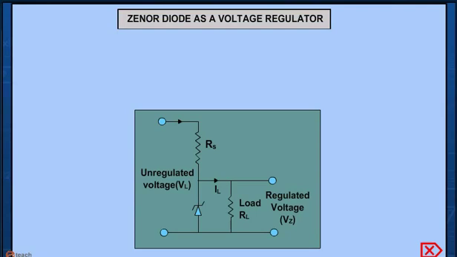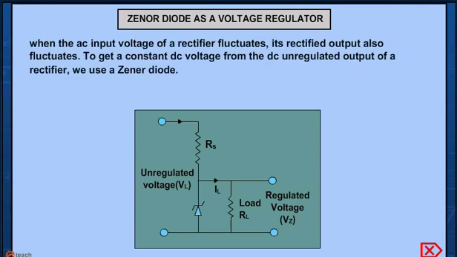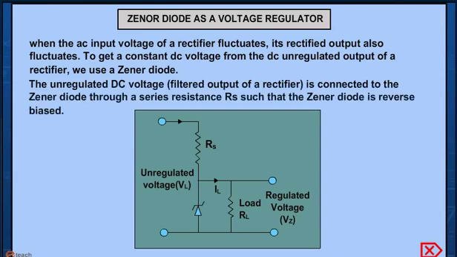Zener diode as a voltage regulator. When the AC input voltage of a rectifier fluctuates, its rectified output also fluctuates. To get a constant DC voltage from the unregulated DC output of a rectifier, we use a Zener diode. The unregulated DC voltage, the filtered output of the rectifier, is connected to the Zener diode through a series resistance Rs such that the Zener diode is reverse biased.